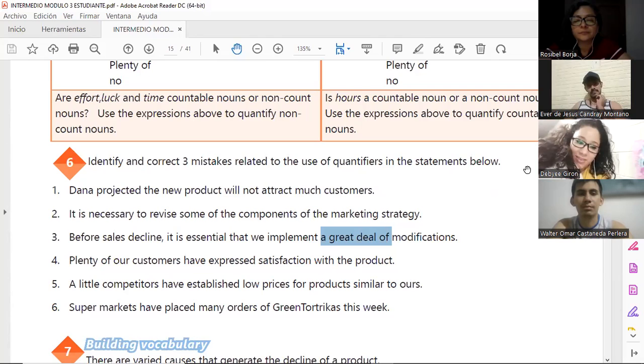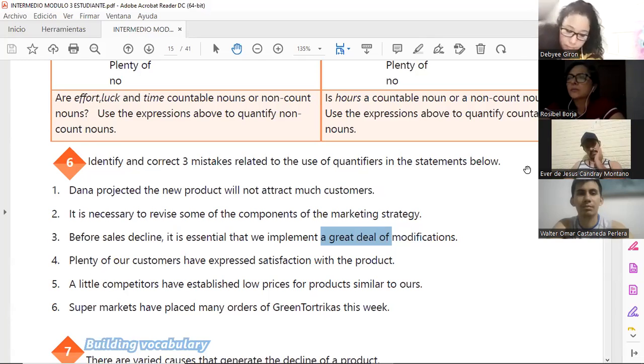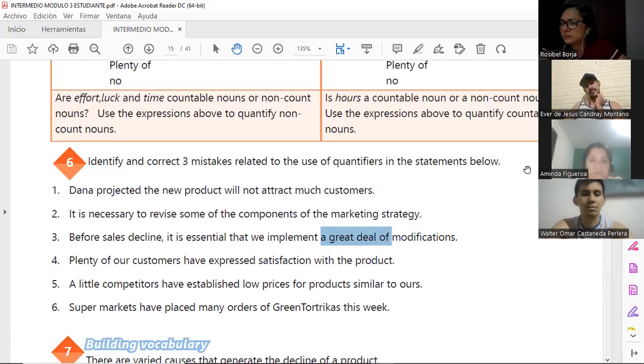Okay, Rosibel, number four. Correct or incorrect, Rosibel? For me, it's plenty correct. For me, it's correct too, yes. Okay, very good.